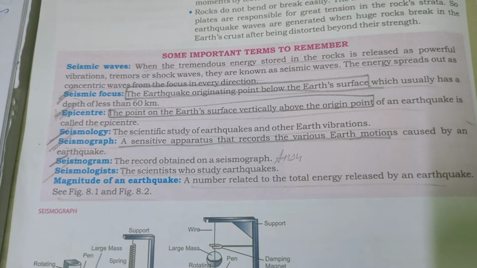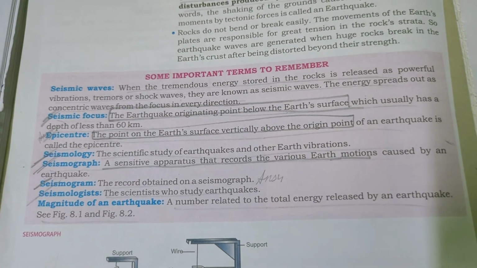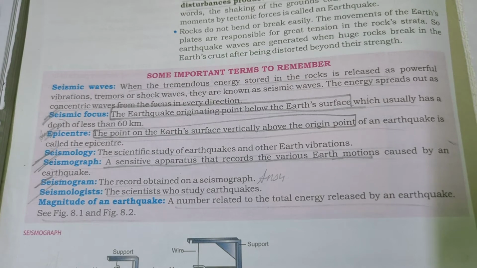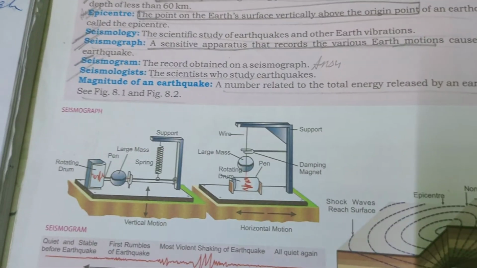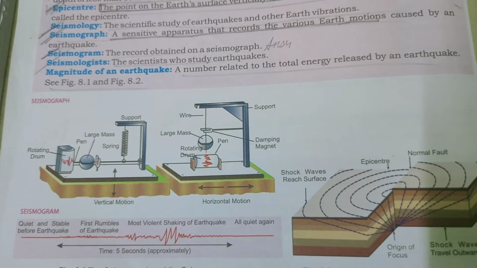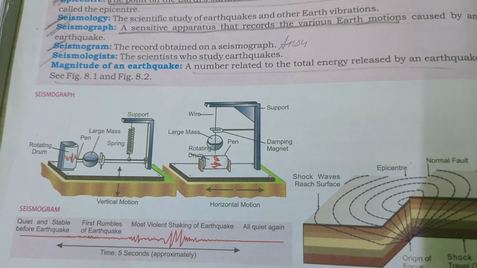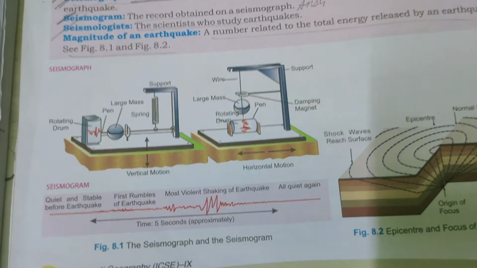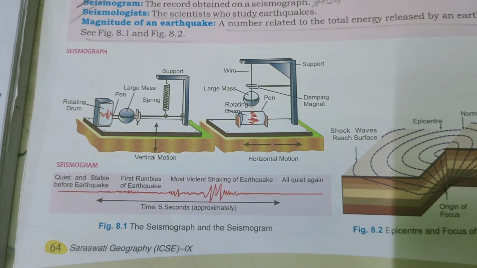And seismologists are the scientists who study earthquakes, and the magnitude is the number related to the total energy released by an earthquake at that point of time. So all these terms are very, very important. They've also given you a diagram of the instrument, the seismograph, which records all these movements. Though this is not in our syllabus, the working and all is not in our syllabus, you need not draw the diagram as well.